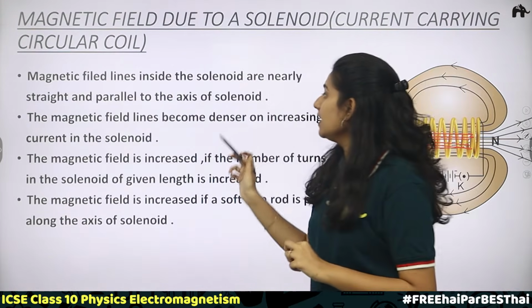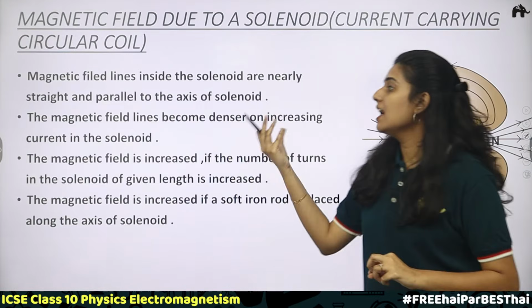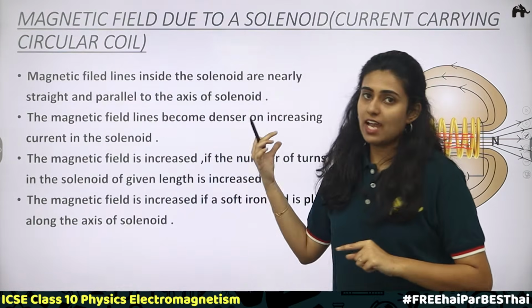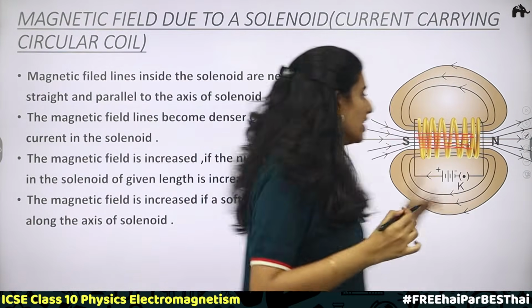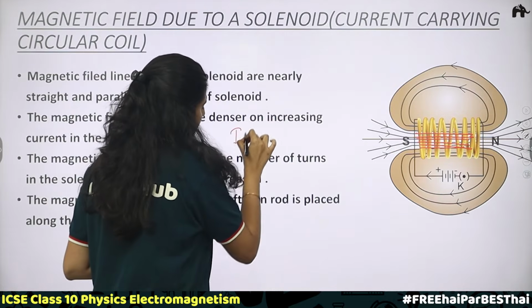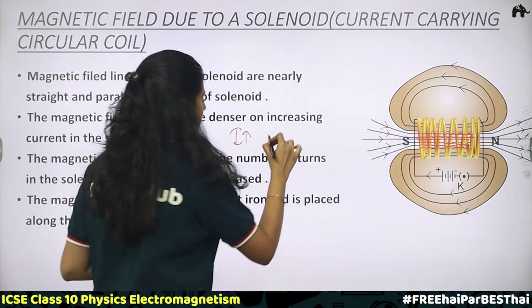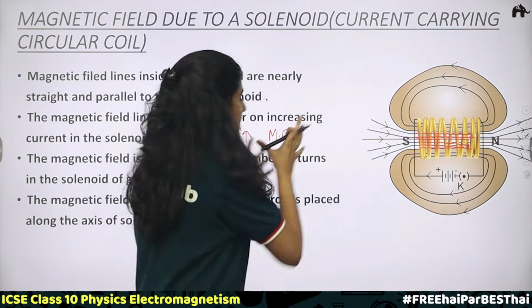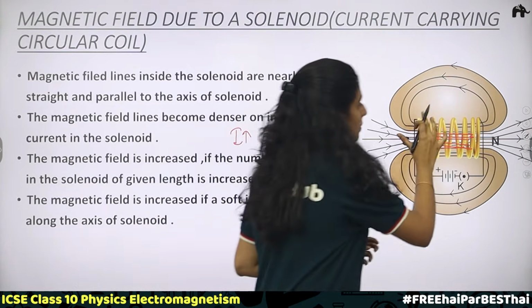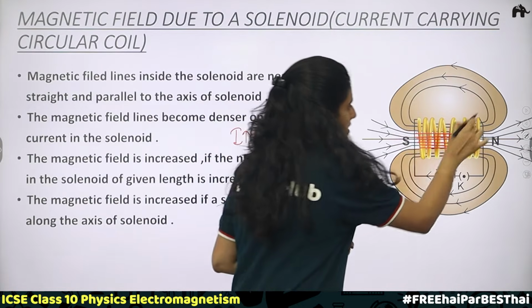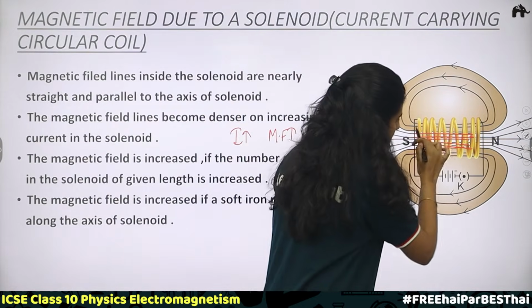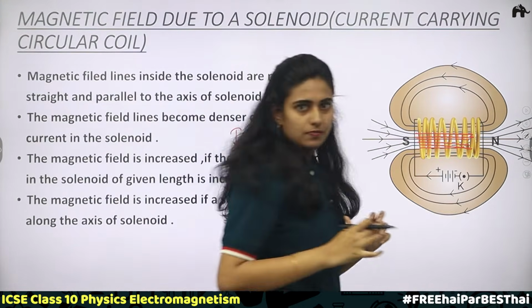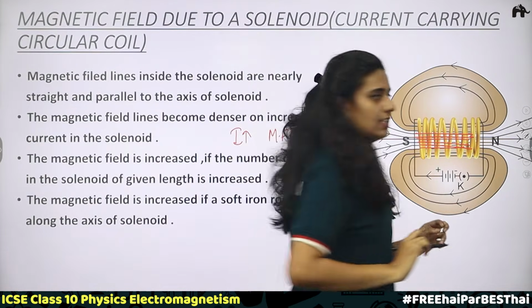Second point, the magnetic field lines become denser on increasing current in the solenoid. The same point we have discussed in case of circular loop. When current increases, the strength of current increases. What happens to magnetic field lines? Magnetic field lines will increase, which means the magnetic field will increase. That is, you will be getting more denser concentric circles. Okay, it will be more denser at these places. More field lines you can see in this case.